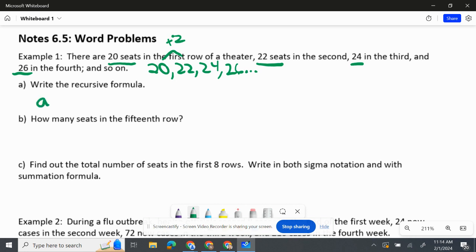So it's going to be a sub 1 equals 20, comma, a sub n equals a sub n minus 1, and then I'm adding 2.